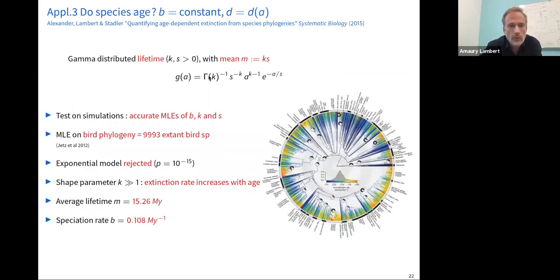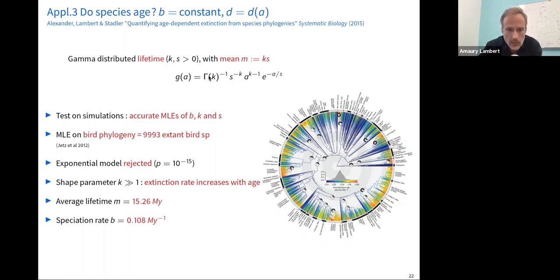In a third work, where I was involved with Tanya Stadler and Helen Alexander, instead of having B and D depend on time, we assumed that B was constant and D depended on age, meaning, as I said earlier, that the lifetime of a species could be anything, and we parameterized it in terms of a gamma random variable with shape parameter k. And what we did is that we first checked whether the coalescent point process framework was able to accurately estimate by maximum likelihood.